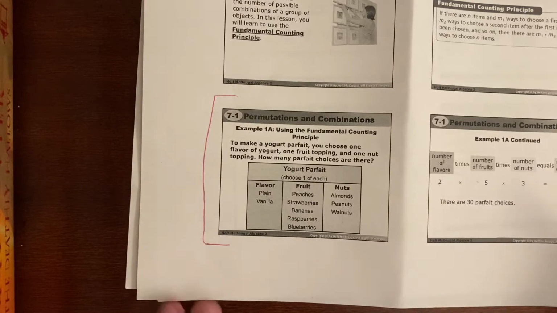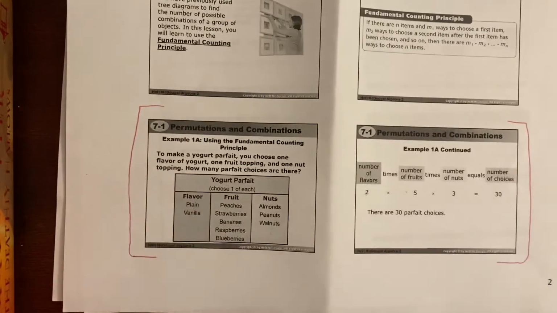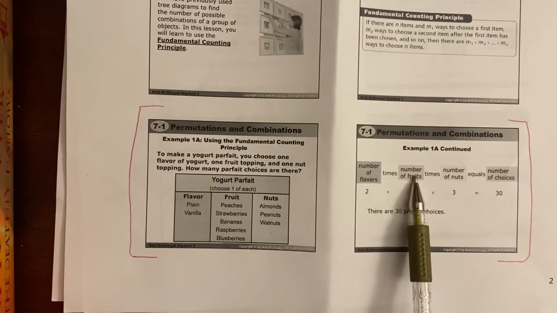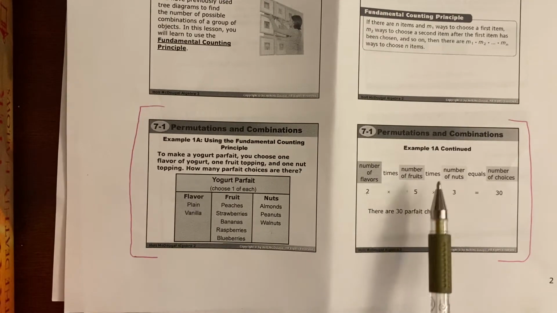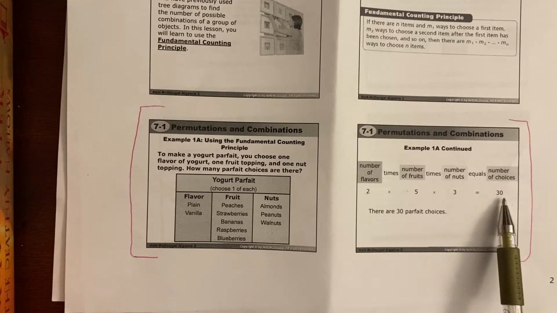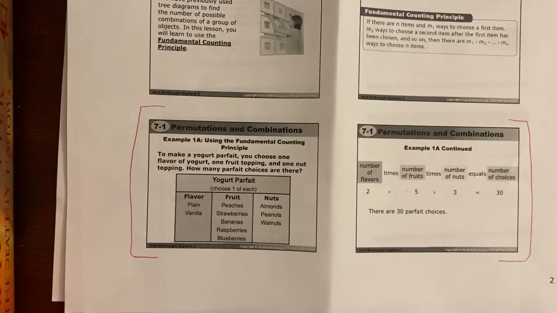The fundamental counting principle says we can take the number of flavors, which was 2, and multiply by the number of fruits, which was 5, times the number of nuts, which was 3, and that gives us our total number of choices for different kinds of parfaits that we could make, and there would be 30 different parfait choices. So that is our fundamental counting principle. We just multiply.